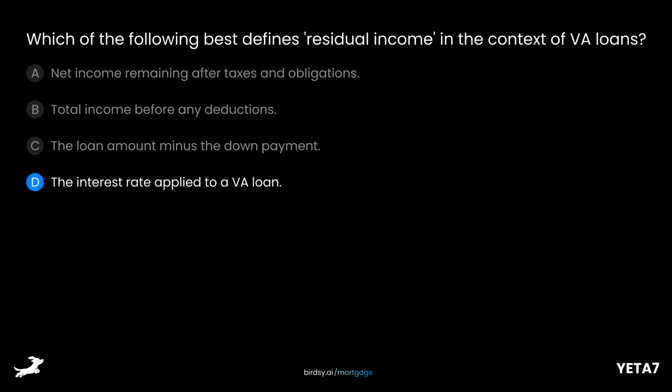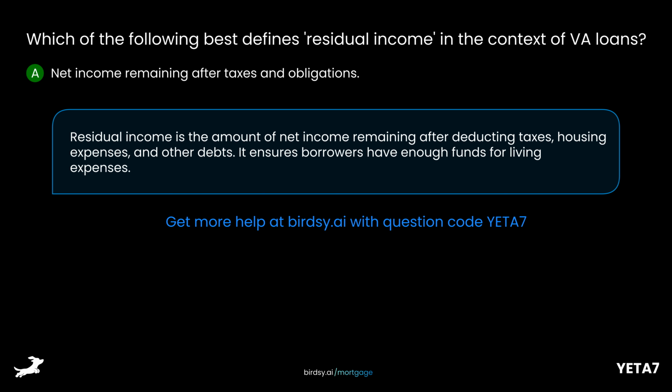Or D, the interest rate applied to a VA loan? The answer is A, net income remaining after taxes and obligations. Residual income is the amount of net income remaining after deducting taxes, housing expenses, and other debts. It ensures borrowers have enough funds for living expenses.